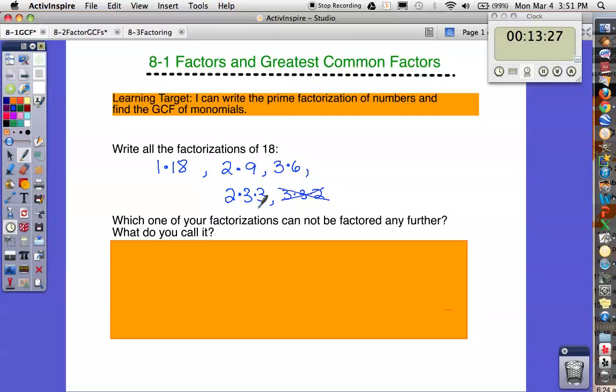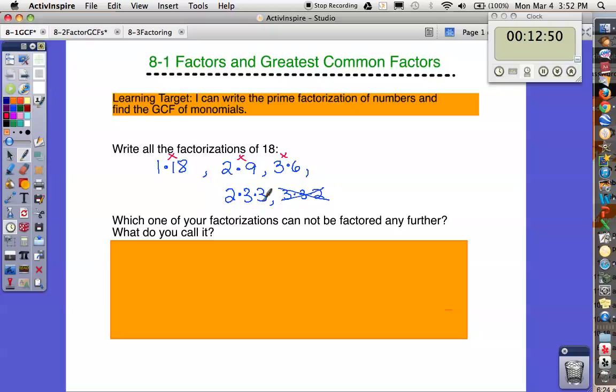All right, so we have 1, 2, 3, 4 factorizations for 18. Which one of your factorizations cannot be factored any farther? So when you look at this 1 times 18, can 1 or 18 be factored farther? Yes, we can break 18 apart into whole numbers, so that one is not factored all the way. 2 times 9, well, we broke down 9 into 3 times 3, so this one is able to be factored farther. 3 times 6 is also able to be factored farther. We did that here, we just didn't want to write it twice.